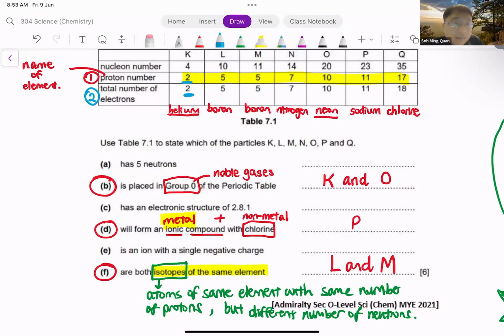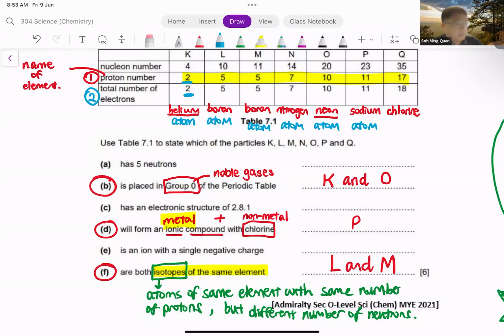So for example, particle K has 2 electrons and 2 protons. So particle K is an atom. Particle K is a helium atom because the number of electrons and the number of protons is the same. Next, particle L is a boron atom because the number of electrons and the number of protons is the same. M is also an atom, N is also an atom, O is also an atom. They are all atoms because the number of electrons and the number of protons is the same. P is also an atom, right? 11 electrons, 11 protons.